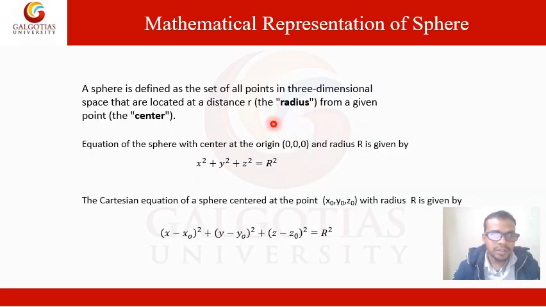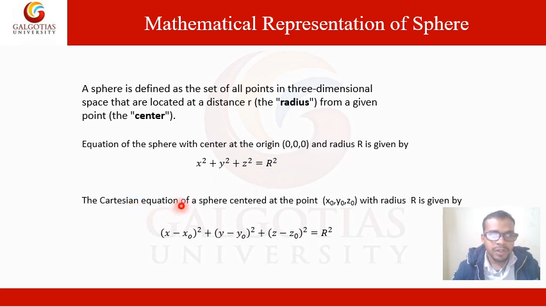What is the mathematical representation of a sphere? A sphere is defined as the set of all points in three-dimensional space that are located at a distance r, the radius, from a given point called the center. The equation of the sphere with center at the origin, that means the coordinates 0 comma 0 comma 0, and radius r is given by x square plus y square plus z square is equal to r square.